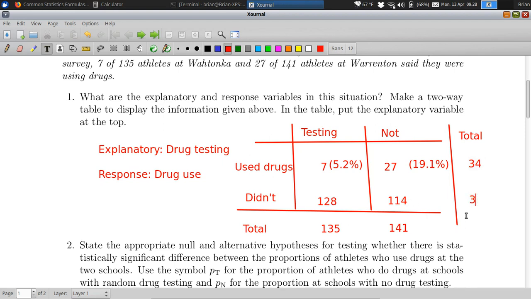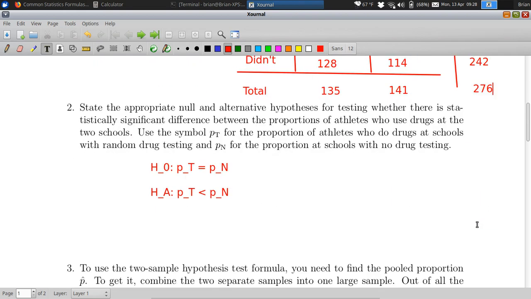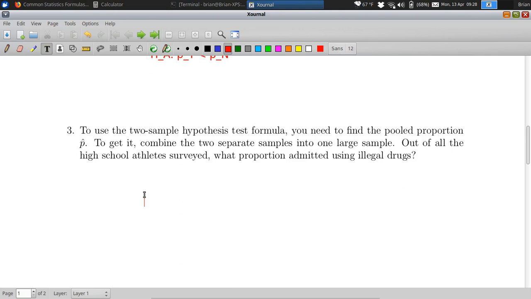That looks like 200, and what is this? 14 plus 28 is, what is that? 42, I think. And then the last one, adding these two numbers together, is 276. So there we go. So the combined proportion of all the students who admitted to using drugs is 34 out of 276. And so that's our p hat.